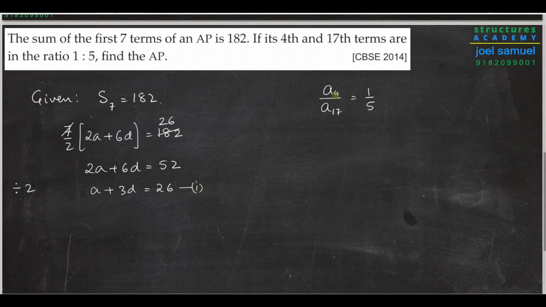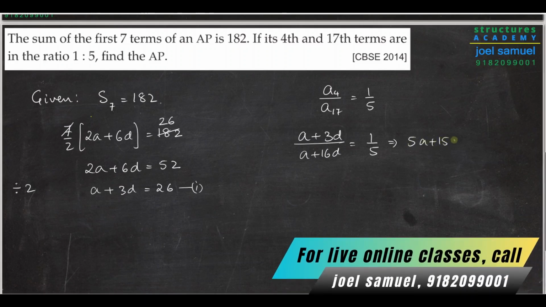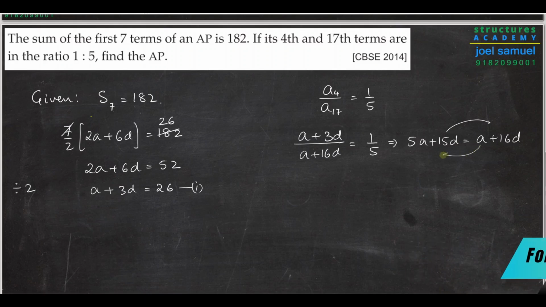Now the ratio of the 4th to the 17th term can be expanded as (a plus 3d) divided by (a plus 16d) is equal to 1/5. Cross multiplying, I get 5a plus 15d is equal to a plus 16d, which essentially means if I send 15d to the other side and bring a to the left hand side, I get 4a is equal to d, which I will store as the second equation.